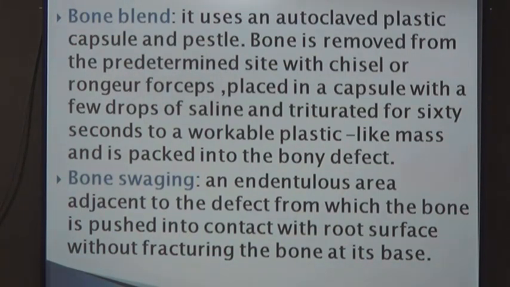See, bone blend is nothing but you take a bone from the already planned site. You take it and put it in a capsule. Then add a few drops of saline. Nicely triturate for 60 seconds. What you are getting, the plastic-like material, is called bone blend. So you remember, the bony chips blended together.